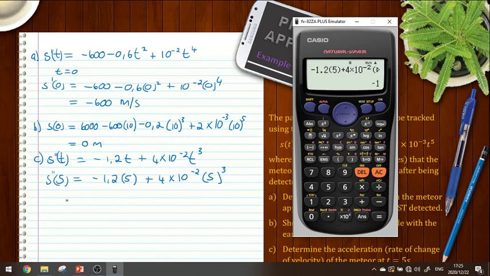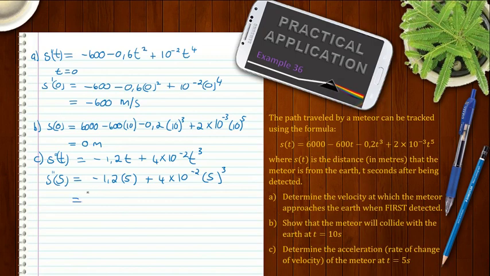Okay, so that gives us negative 1. And this is in meters per second squared. So minus 1 meters per second squared.